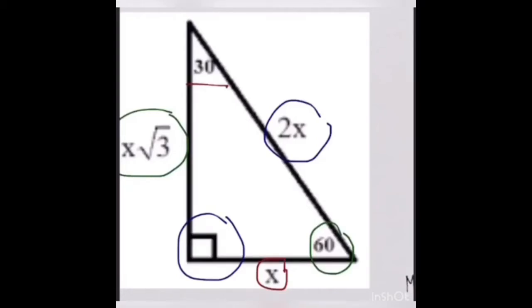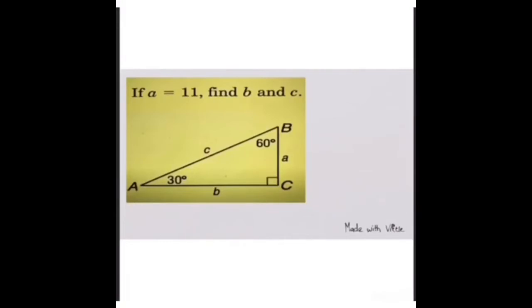triangle. Okay, so the one across 30 is given as A, which is also given as 11. So A is going to be 11. And I know that the hypotenuse, the one across 90, is going to be twice the length of A, so 2A equals 2 times 11, which equals 22.